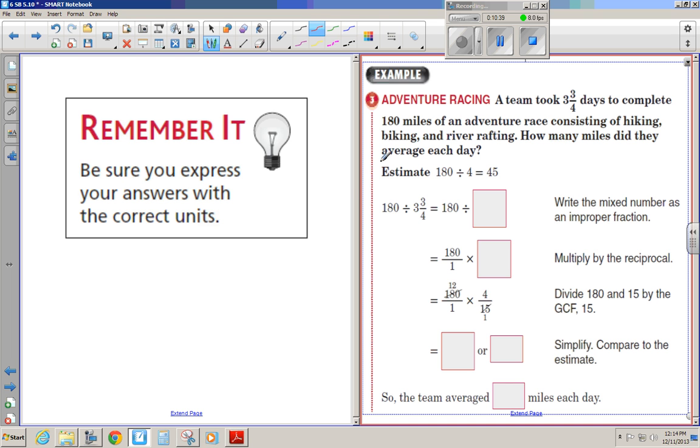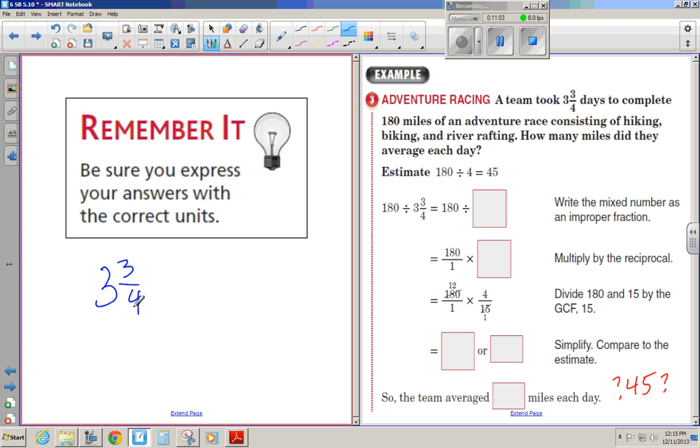So here's a story problem. Go ahead, read it if you want. We're going to estimate that 180 divided by 4 is approximately 45. So my answer should be close to 45. All right, write the mixed number as a fraction. 3 3/4. Multiply. Add. You get 15/4.